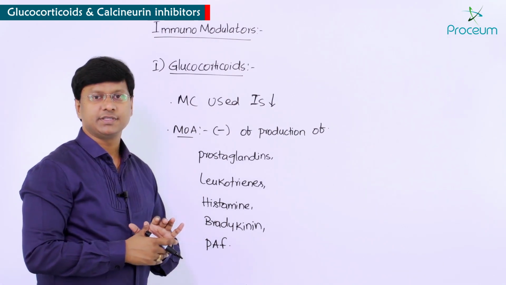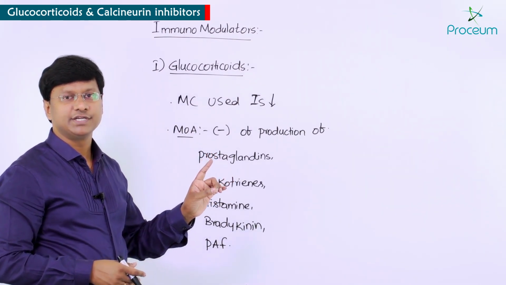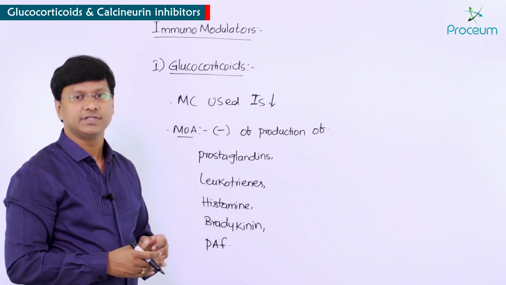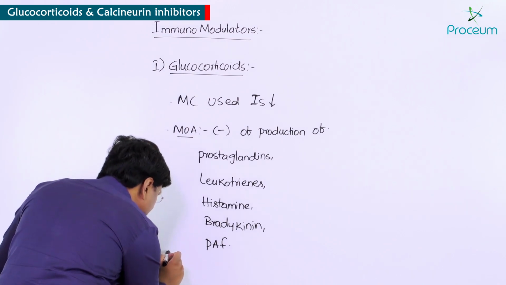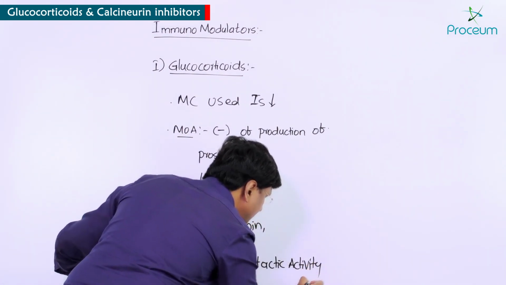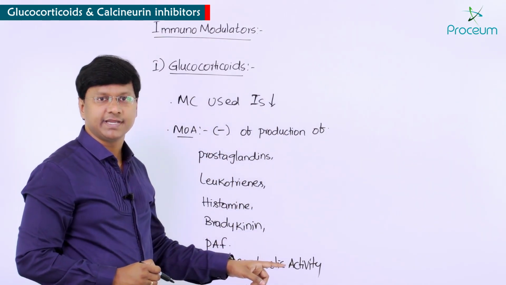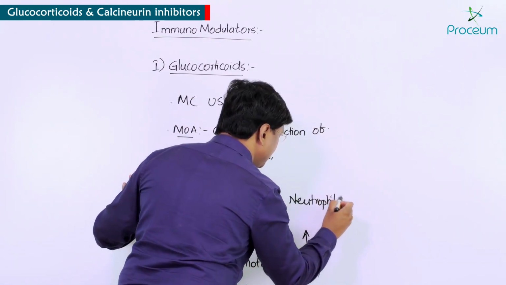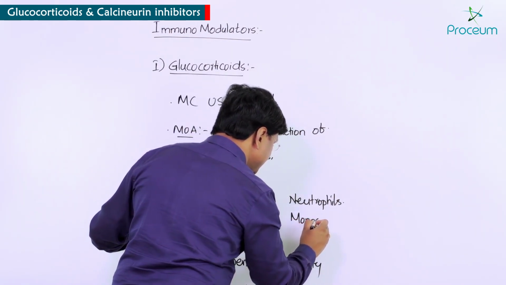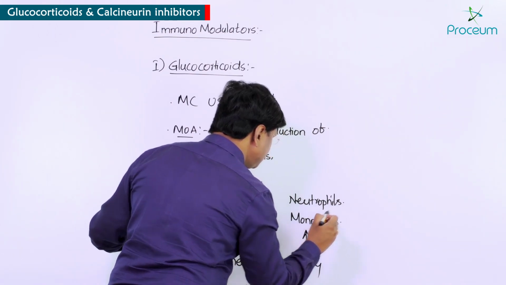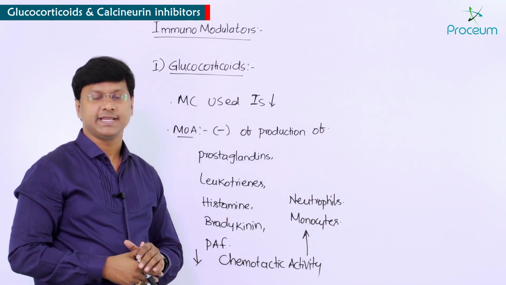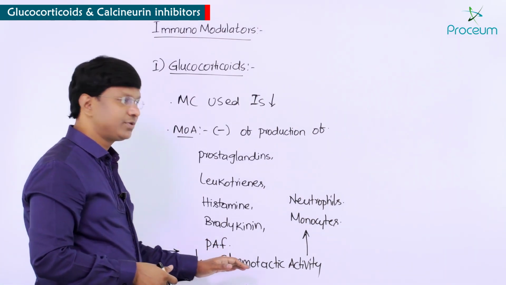Now the other important thing is that these glucocorticoids will also diminish the chemotactic activity of the neutrophils as well as monocytes. So these drugs will also reduce the chemotactic activity of the neutrophils as well as the monocytes. Now you see this word, chemotactic activity. Now what do you mean by this word chemotactic activity?